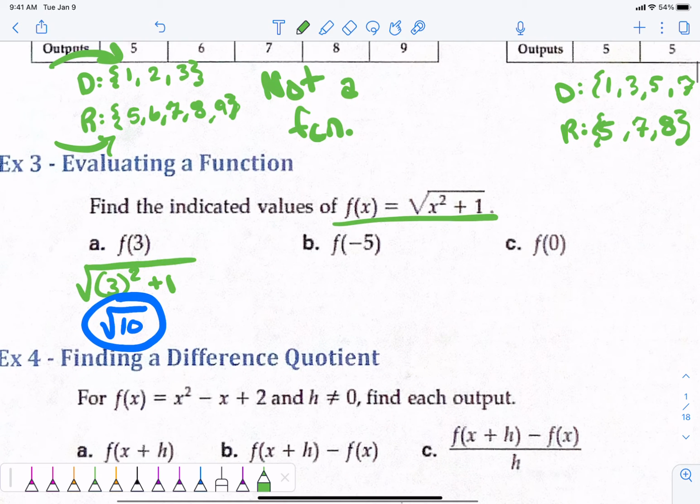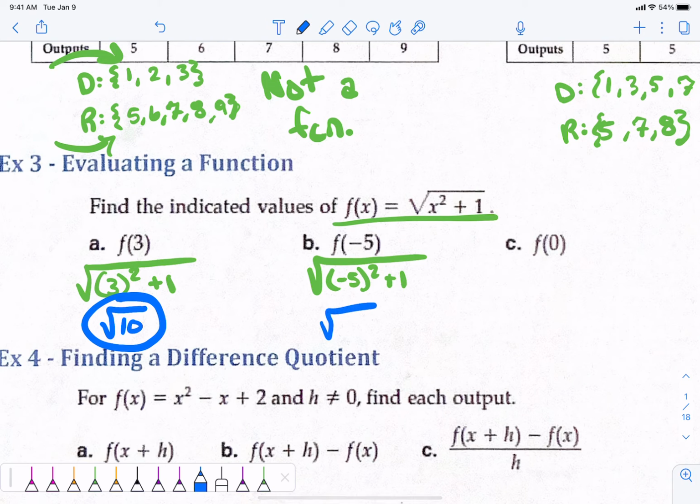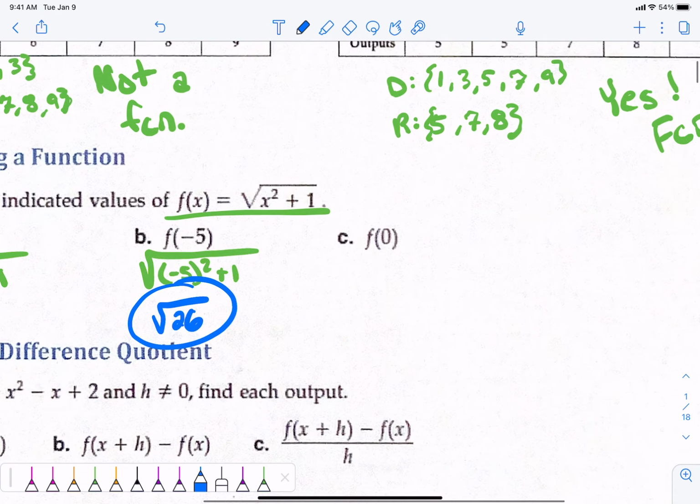Next, the square root of negative 5 squared plus 1. That's the square root of 26, because when you square a negative, it always becomes a positive. If you don't put it in parentheses in your calculator, it will not put it as a positive number. The square root of 26, we're going to leave it. Calculator's done.